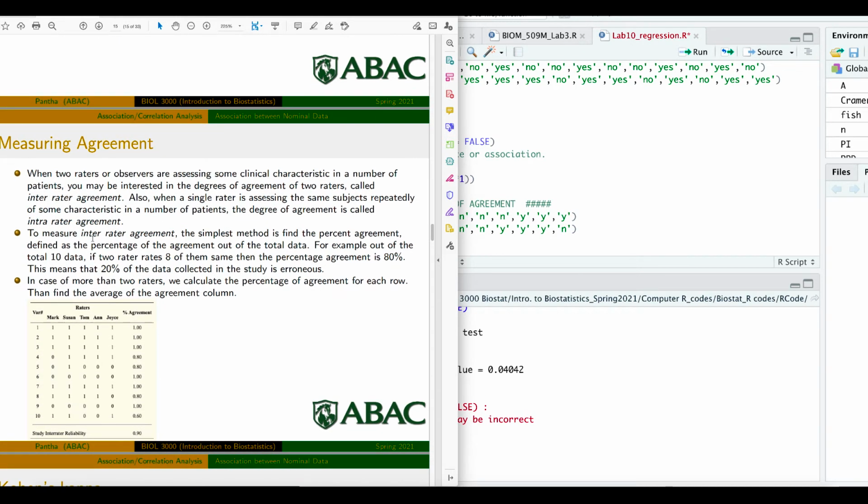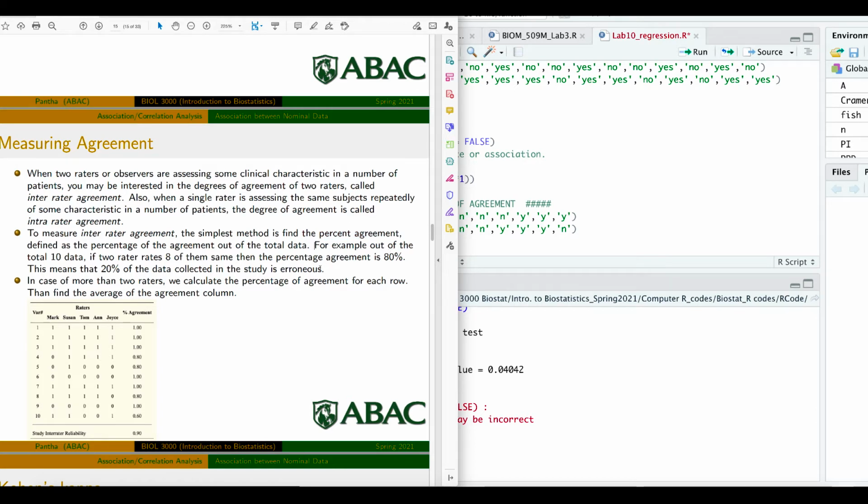To measure inter-rater agreement, where inter means between the raters, between the observers, the simplest method is to find the percent agreement, defined as the percentage of the agreement out of the total data. So what is the definition of percent agreement? It is the percentage of the agreement out of the total data.